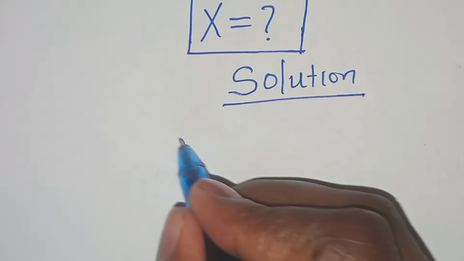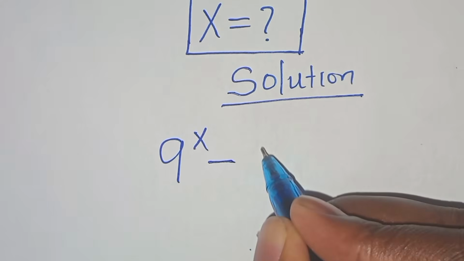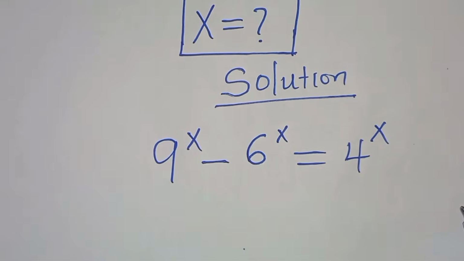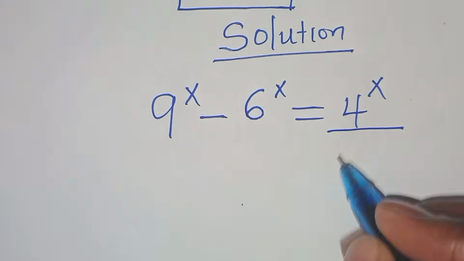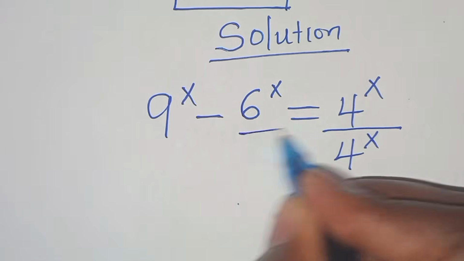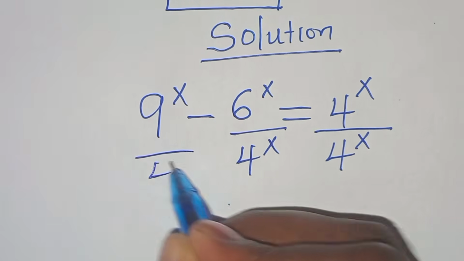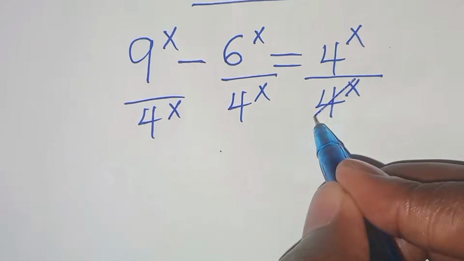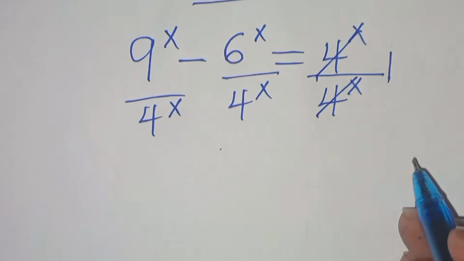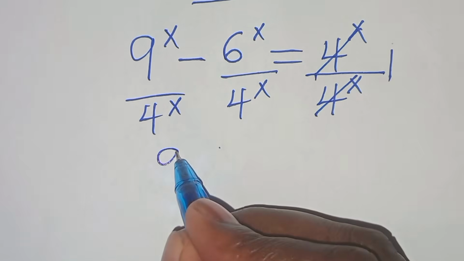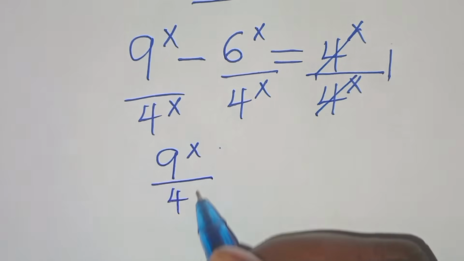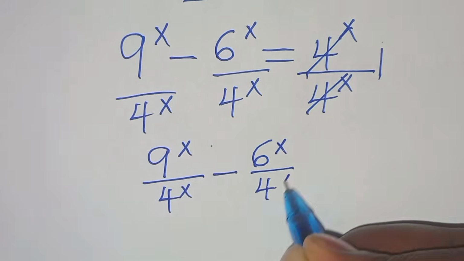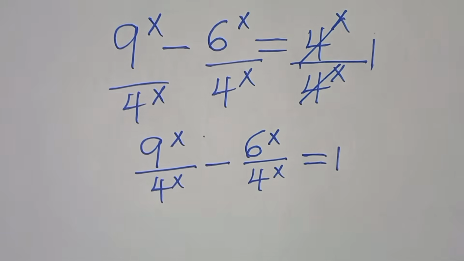So this is 9 to the power of x minus 6 to the power of x. This is equal to 4 to the power of x. So the first step is to divide both sides by 4 to the power of x. Here we have 4 to the power of x, and here we have 4 to the power of x. So that now, let's simplify 4 to the power of x here. So this is 1. And here we have 9 to the power of x divided by 4 to the power of x minus 6 to the power of x over 4 to the power of x. This is equal to 1.